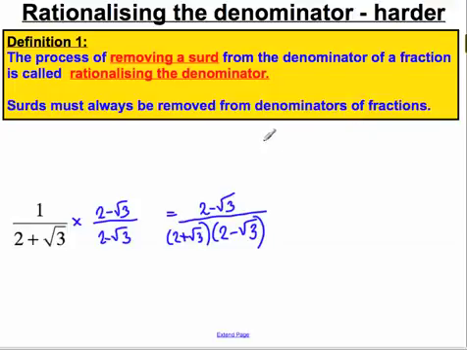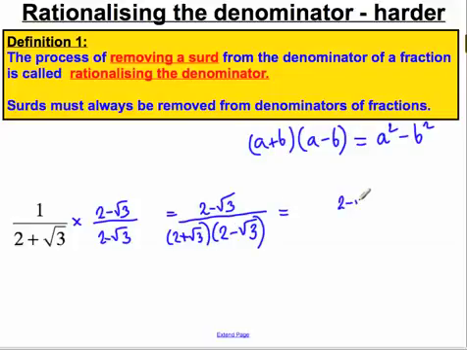Well, think back to the difference of two squares. If ever you have two brackets where inside the brackets are the same numbers or expressions, but in one of them it's an add and in the other one it's a subtract, the answer is always the first term or number squared subtract the second term or number squared. We seem to have this on the bottom now. A plus b multiplied by a minus b. 2 plus root 3 multiplied by 2 minus root 3.